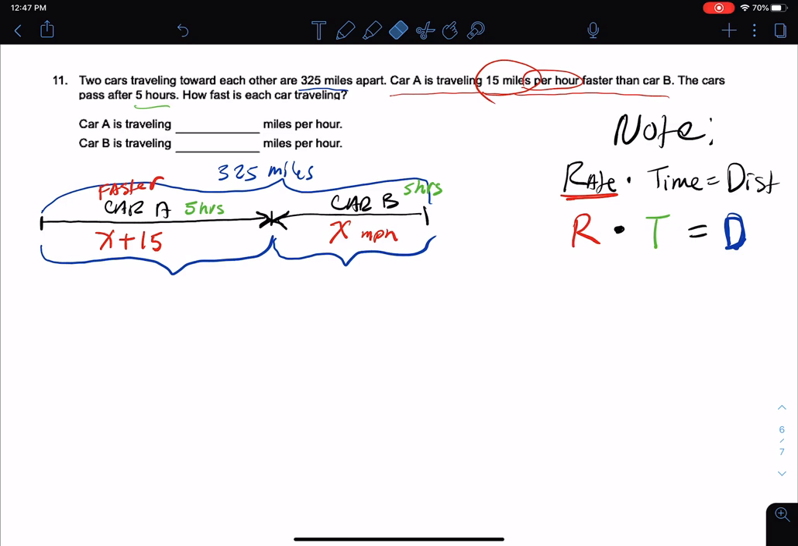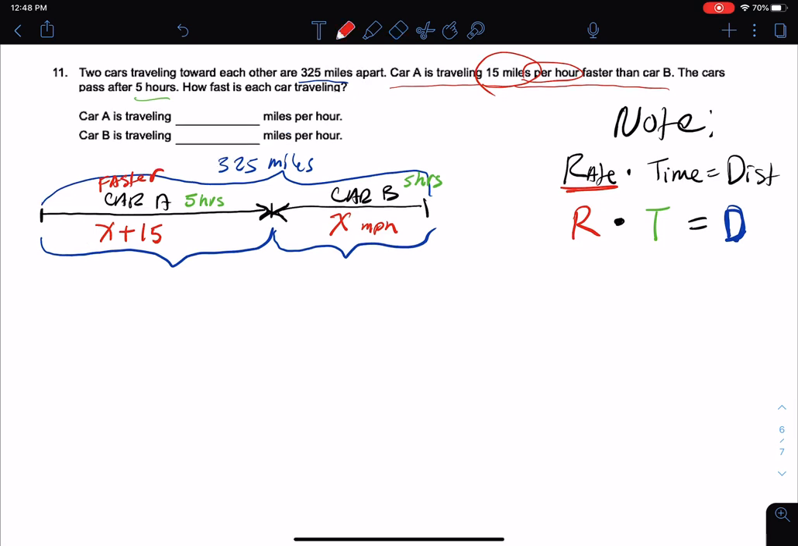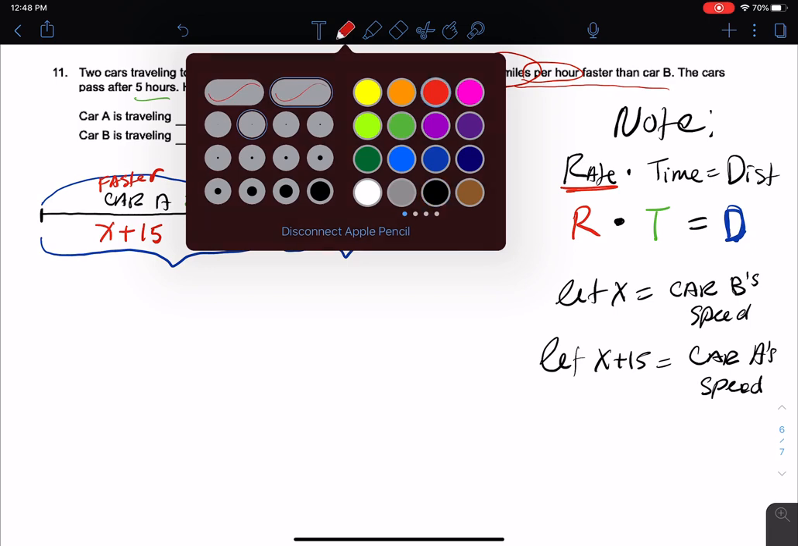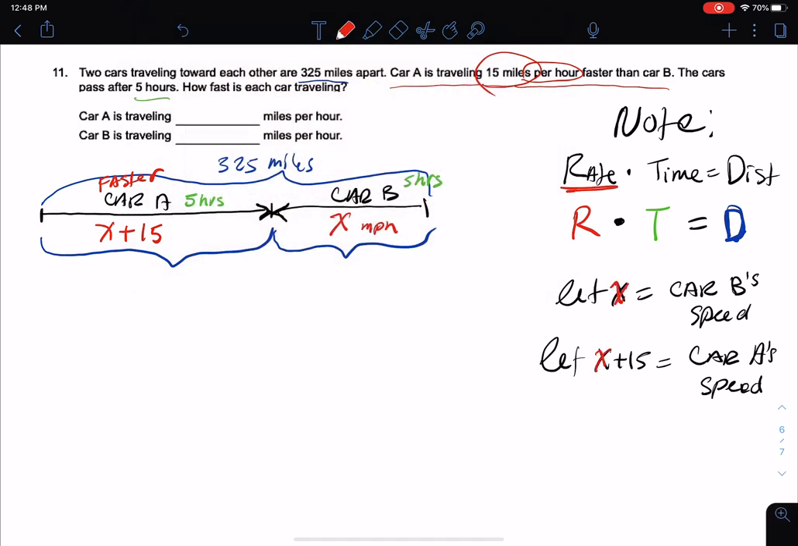So I'm going to go ahead and define the variable real quick. Let's go ahead and let x equal car B's speed. And then we want to let x plus 15 equal car A's speed. And of course, this stuff is in my drawing as red, because red is rates and rates are speeds.